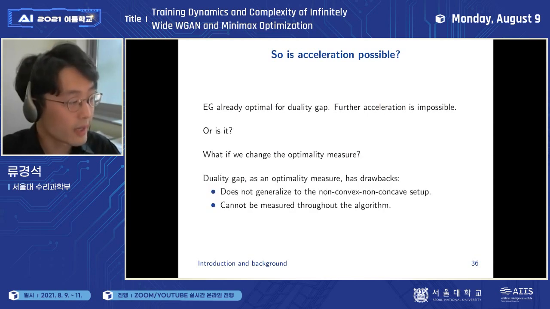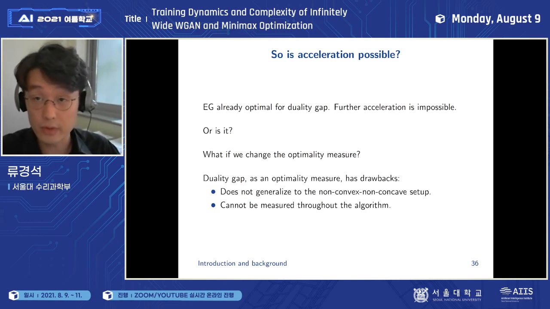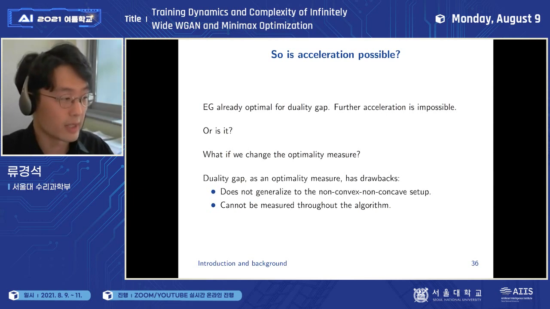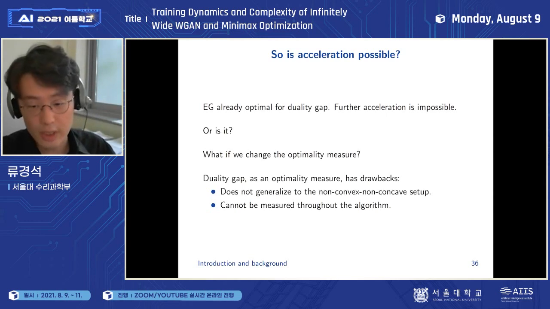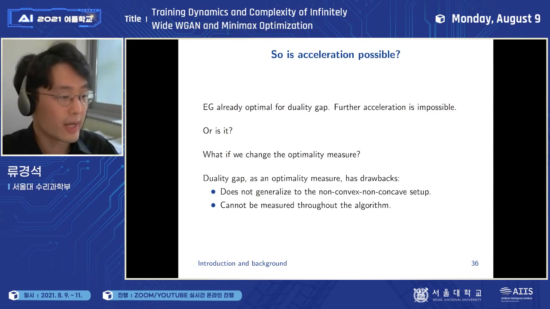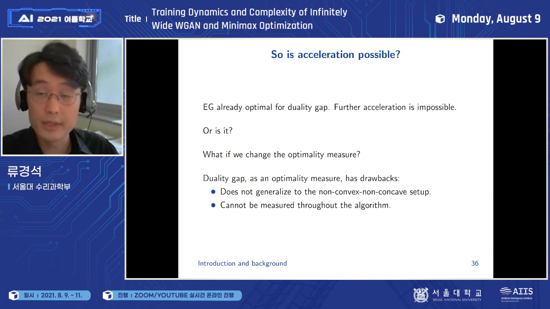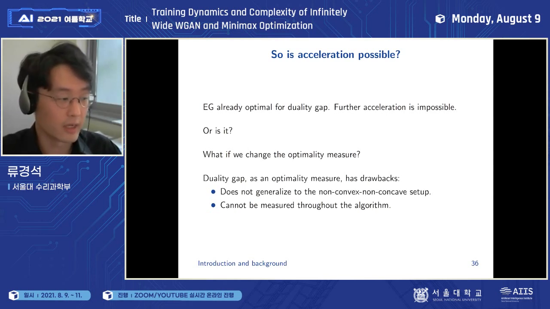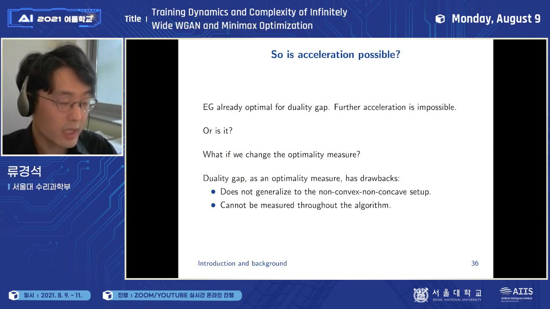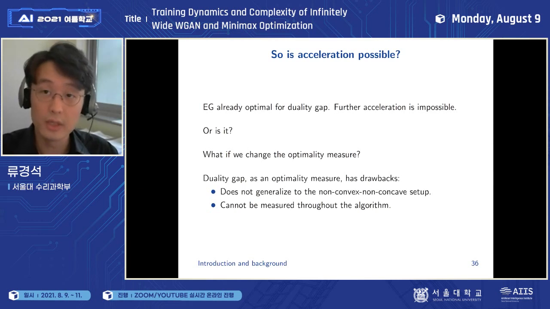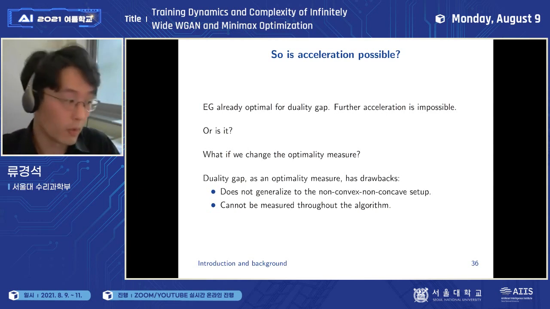Or is it? Well, yes, if we measure performance using the duality gap, then provably the extra gradient method is already optimal, so we cannot do any better. But what if we change the optimality measure? The reason we may want to change the optimality measure is that this thing called the duality gap does not generalize at all to the non-convex, non-concave setup, because the notion of the duality gap hinges on the fact that strong duality holds in convex optimization setups. But when you take away convexity, strong duality fails. So the duality gap doesn't really make sense anymore.